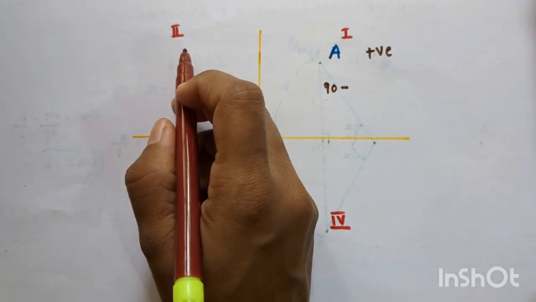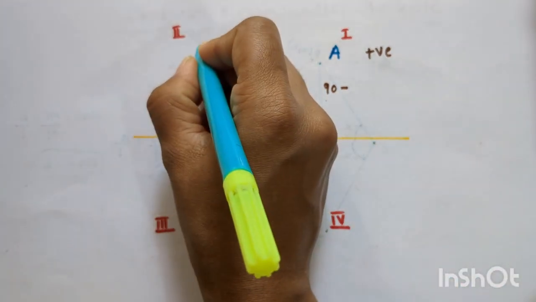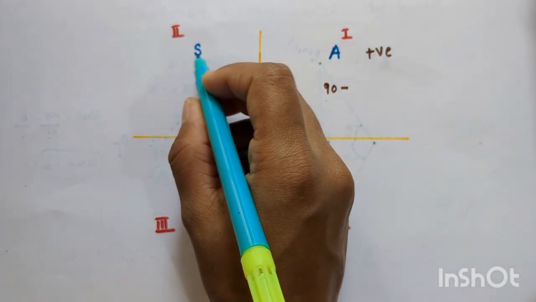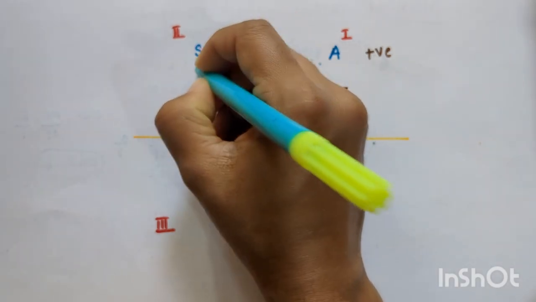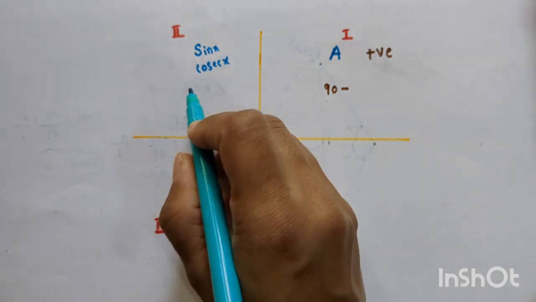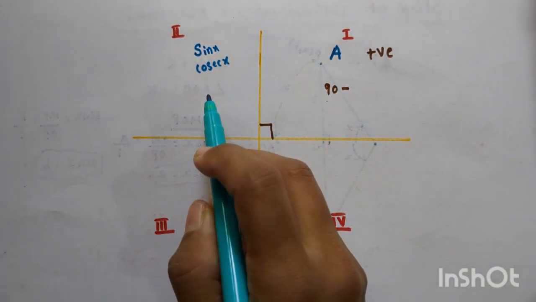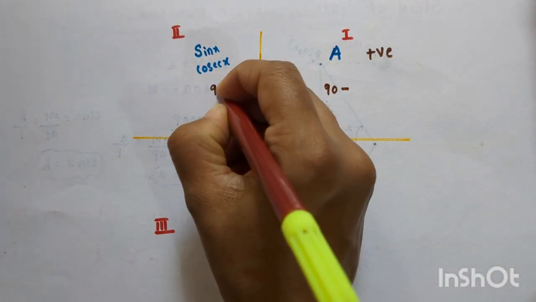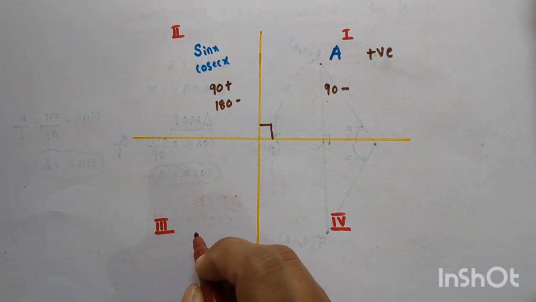Similarly, if you consider the second quadrant, here the trigonometry functions sin x and cosec x are positive, and all other trigonometry functions are negative in this quadrant. So this quadrant is actually what? 90 plus values will be here, and 180 minus values will be here in the second quadrant.